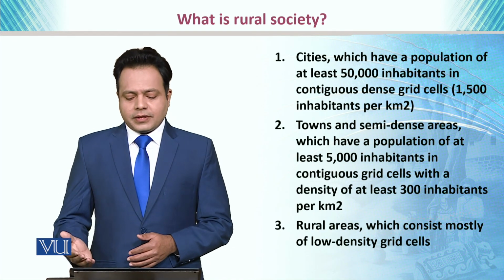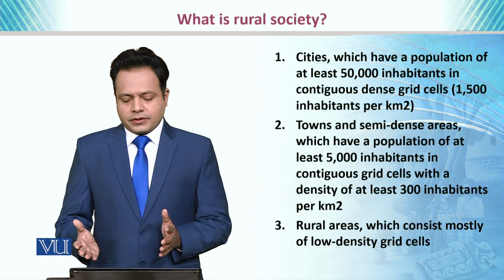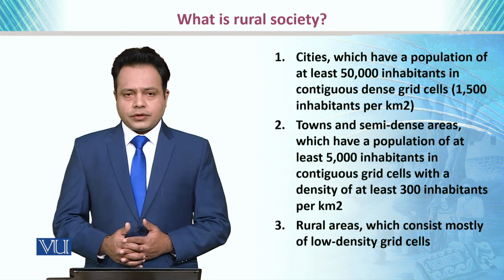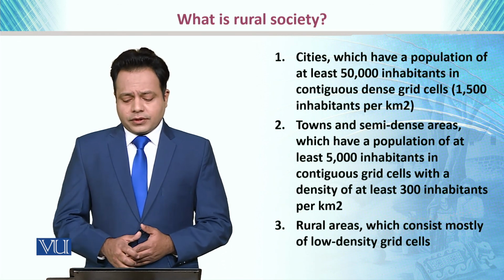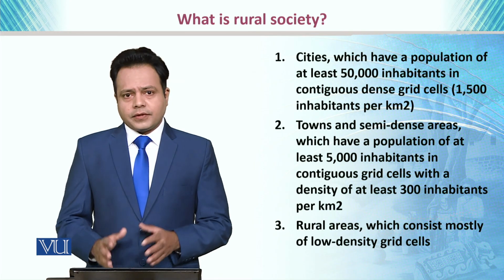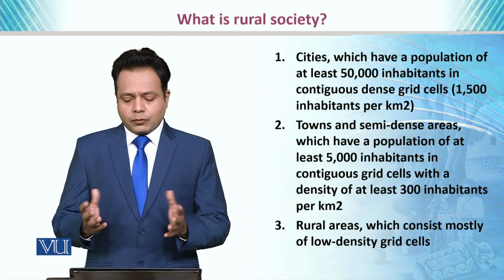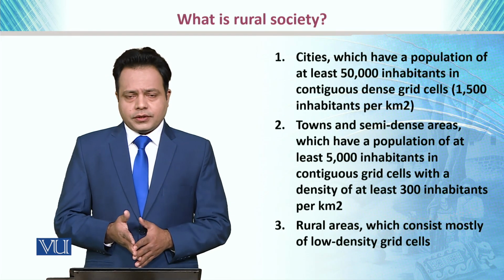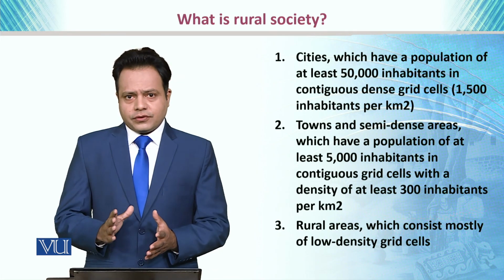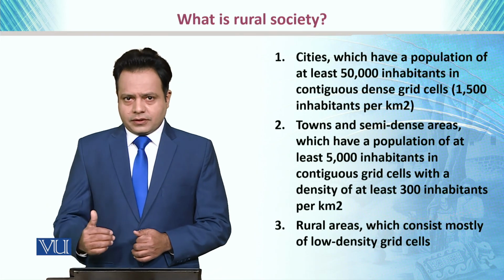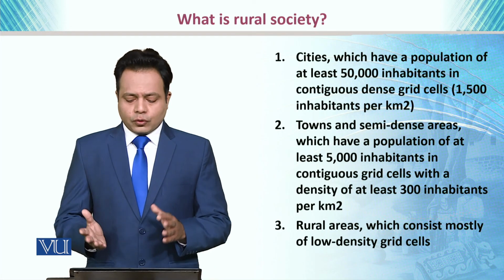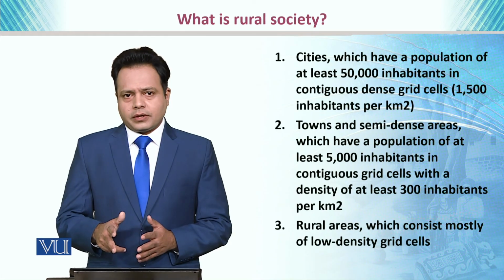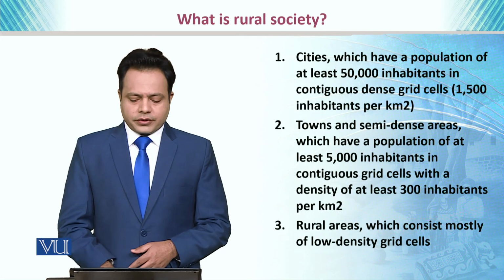Whereas then we have another distinction, which is the towns and semi-dense areas, which have a population of at least 5,000 inhabitants with the minimum population density of at least 300 inhabitants per square kilometer. So these 2 distinctions are very important to define the third one, which is the rural area, which mostly consists of any population lower than these two grades which we have already defined.